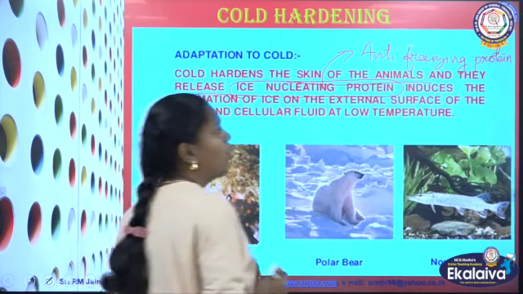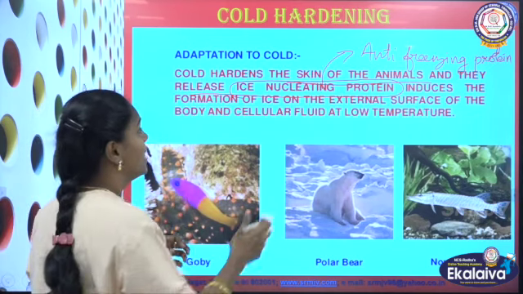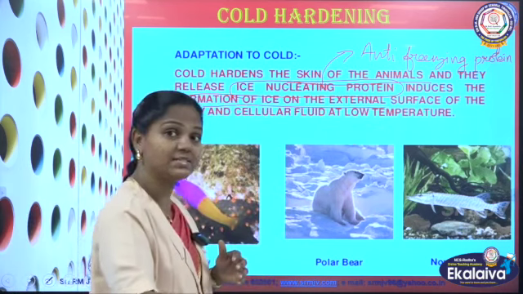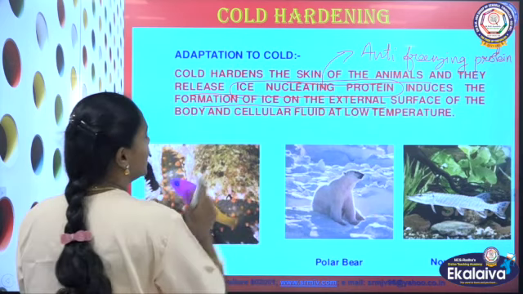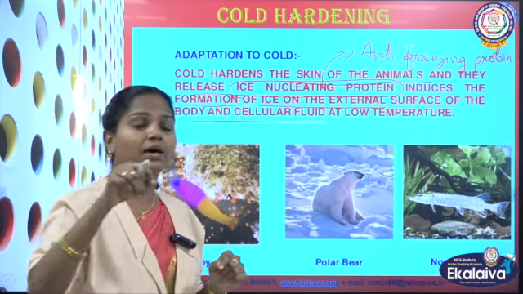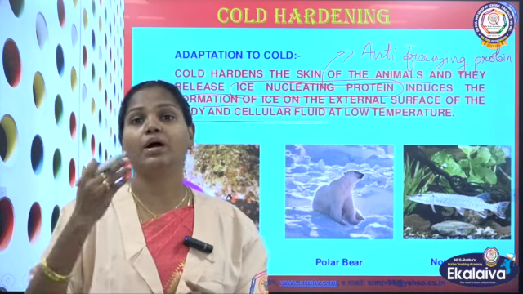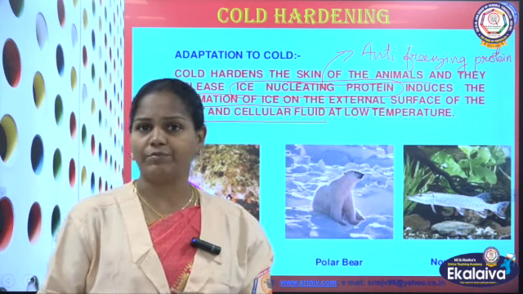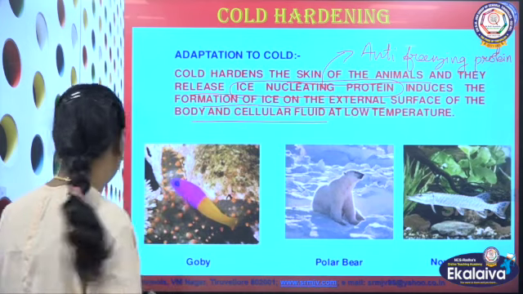So, what will happen when these anti-freezing proteins are produced in their body fluids? It induces the formation of ice on the external surface of the body. There will be a formation of ice, even in the cellular fluids of those animals, that is body fluids. So this is how they overcome that very low temperature and continue to survive. We call this cold hardening, another method of escapism.